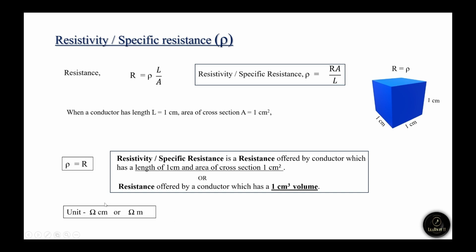The unit of resistivity or specific resistance is ohm centimeter or ohm meter. So by this we can say what conductivity or specific conductance is, which is indicated by the letter kappa. It is not K, it is kappa.